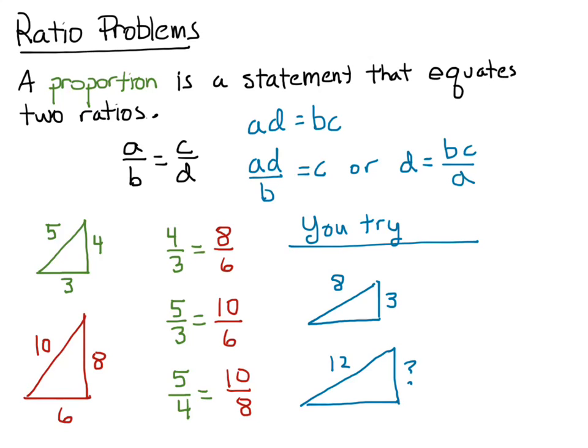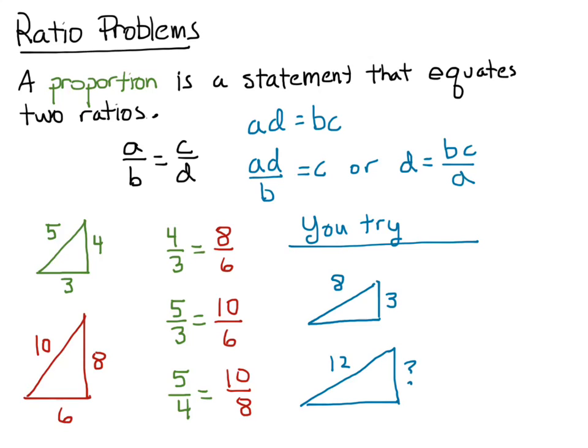So what do you think? Anybody have it? Yes. 32. Now, if you look at kind of a reasonableness thing, if the hypotenuse is 8 and the height is smaller than the hypotenuse, you would expect that the height would be smaller than 12. So maybe numerically you have it right, but maybe the decimal is wrong. Yes. I got 9 halves. 9 halves. Okay, so how did you do that?